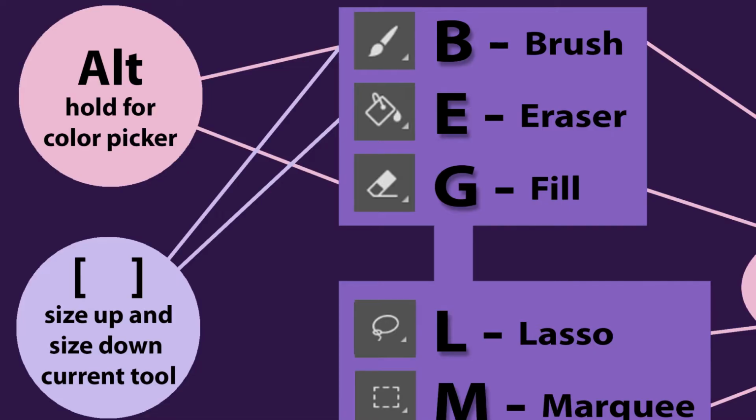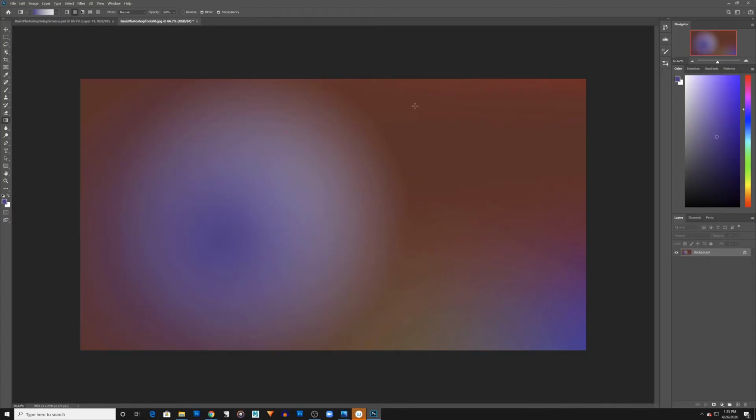And just like holding down Alt when you've got the brush gets your color picker, in your fill tool, holding down Alt gets you your color picker, and you can pick whatever color is on the screen and use it.